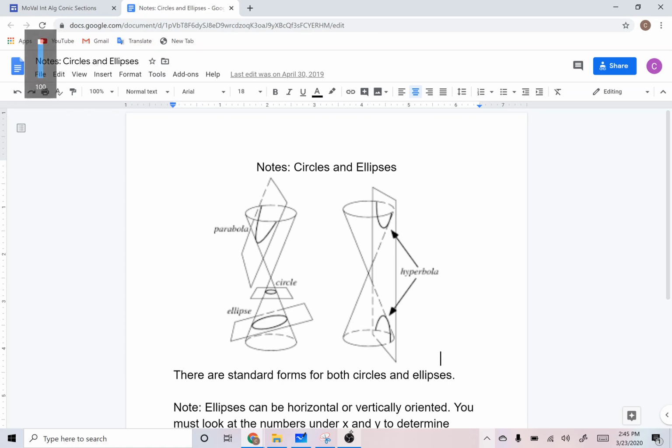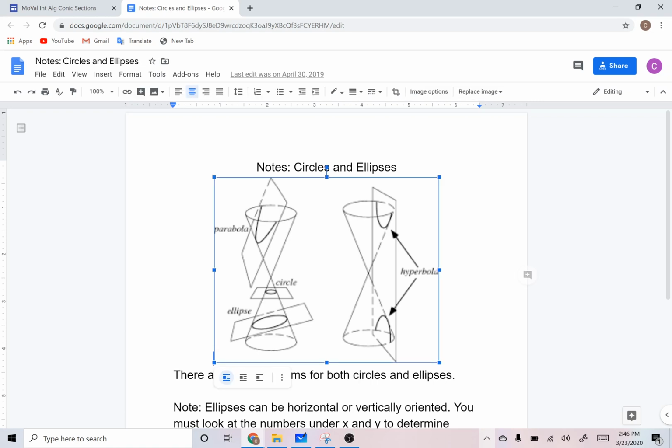Okay, guys, so today we're going to get into circles and ellipses. These are forms of conic sections. That's why this section is called conic sections. The reason it gets the name conic sections is because it has to deal with cones. If you look at this picture, you'll notice the cone here and the cone here. Depending on how they cut the cone with the plane, you will see a different shape.